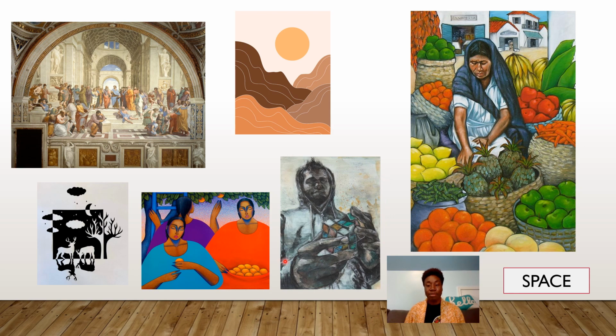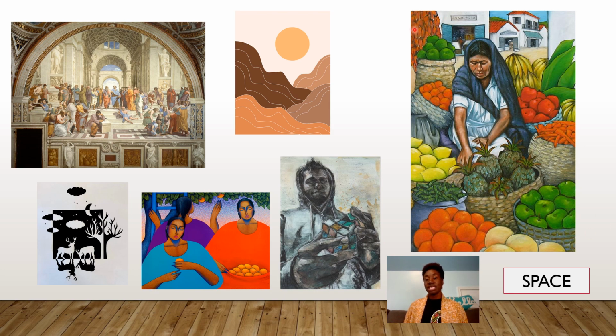This is an example of foreshortening. So you can see his hands are really, really big and his head is really small. So it just lets you know that his hands are really, really close to you and his head goes really far back. So this is an example of foreshortening.